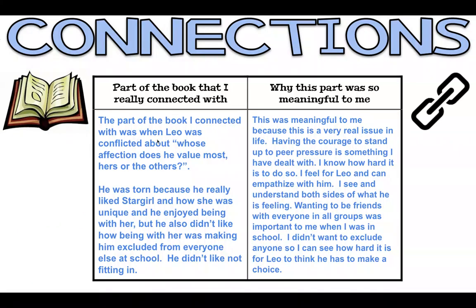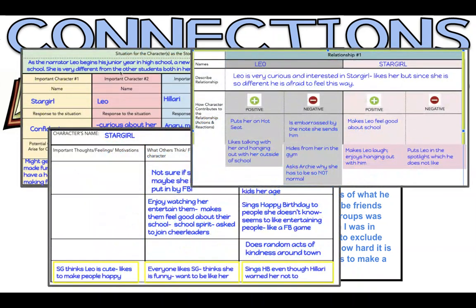So the part of the book that you connected with, and why it's meaningful to you. So again, this is more than one sentence here. You're really explaining where you connected and then why, and why it's meaningful to you. And then the parts of the book that you'll use, again, those character parts and the relationship parts, to help you find those connections, those places where you connect.